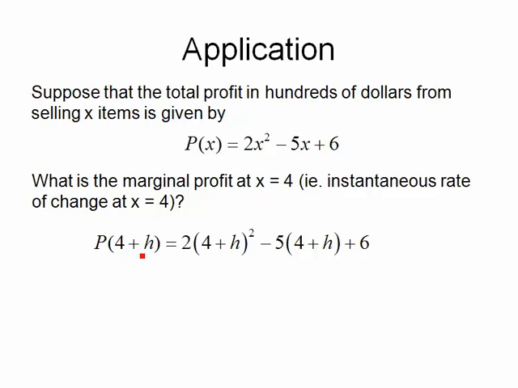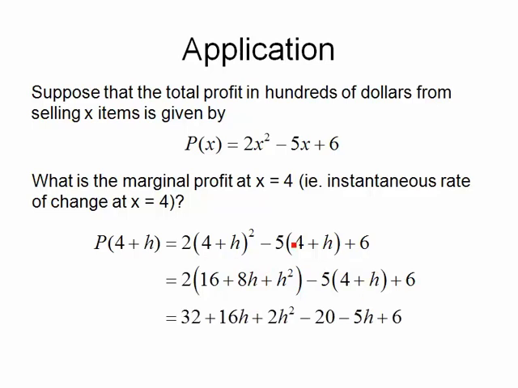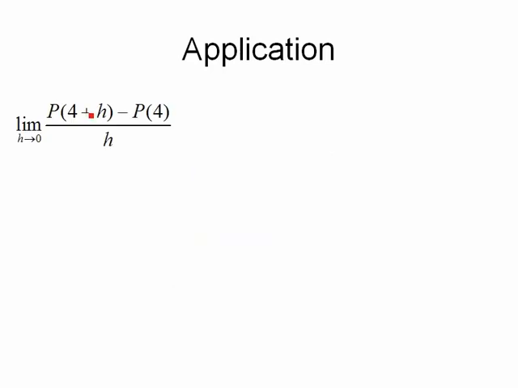The first thing we're going to do is P of 4 plus h. That means I need to put 4 plus h in place of all the x's. So I get 2 times the quantity 4 plus h squared minus 5 times the quantity 4 plus h. If I FOIL out 4 plus h, I get 16 plus 8h plus h squared. Now I'll distribute onto all the pieces in here, both the 2 and the minus 5. Be careful of that negative. What I get is 32 plus 16h plus 2h squared minus 20 minus 5h plus 6. We'll simplify it a little more, combining like terms. What I'm going to put in is 18 plus 11h plus 2h squared. So that's going to go in place of the P of 4 plus h.